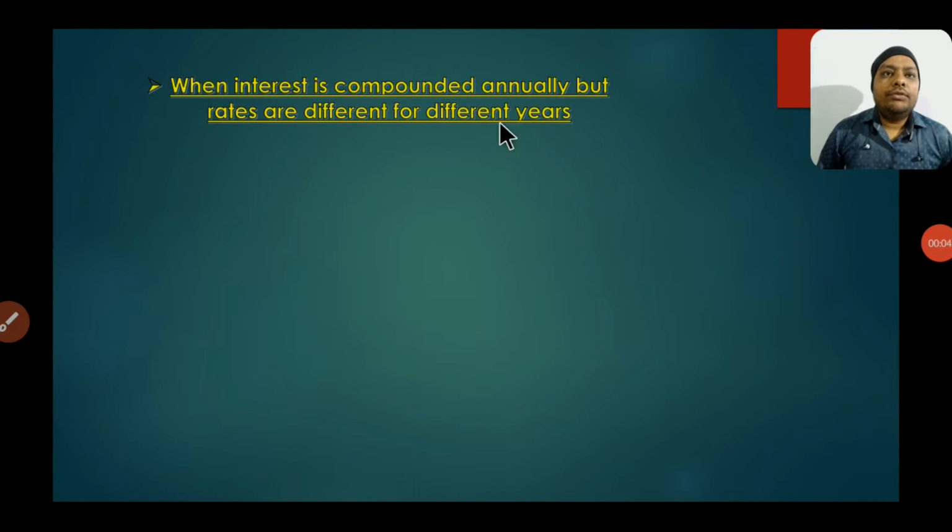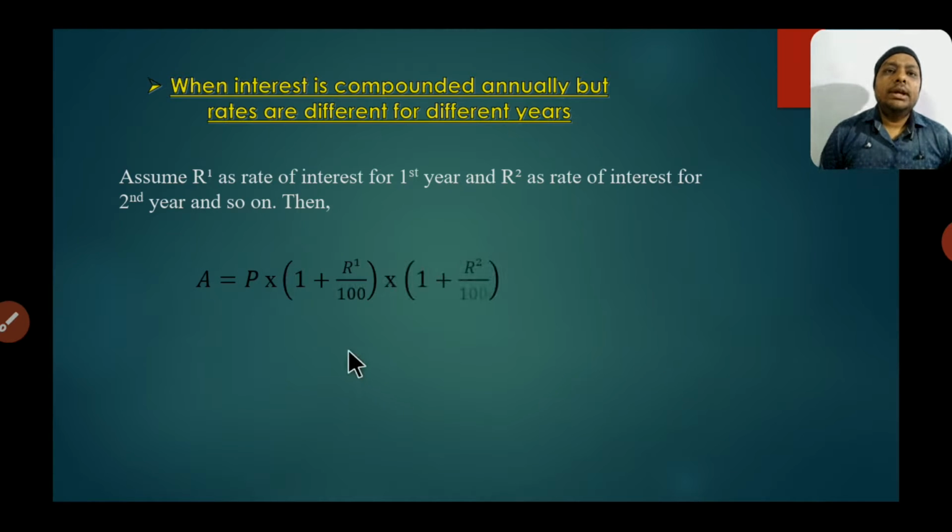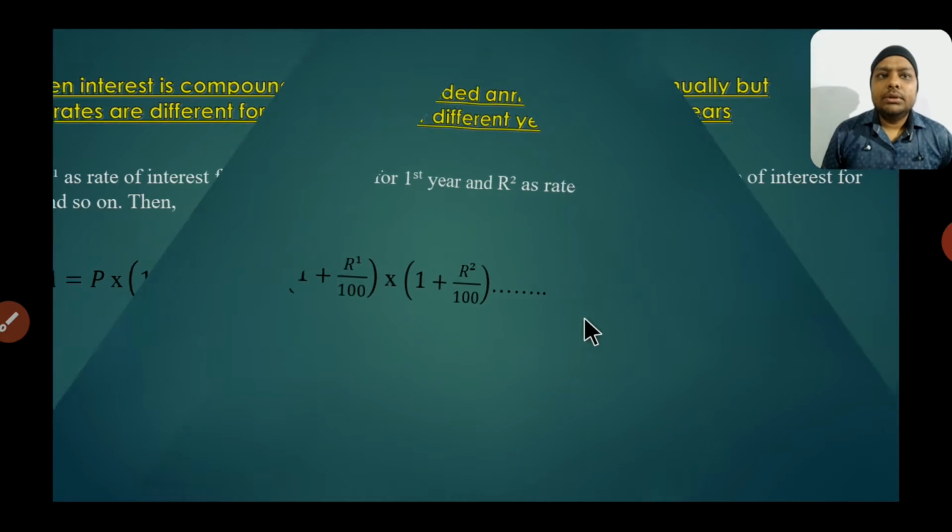Now students, you can see that if interest is compounded annually but rates are different for different years, then what will we do? Assume R1 is the rate of interest for the first year and R2 is the rate of interest for the second year, and so on. If there is a third year, fourth year also, then we will take R3, R4. Now the formula will be A is equal to P into 1 plus R1 by 100 into 1 plus R2 by 100, and so on. Now we will solve the questions based on it.